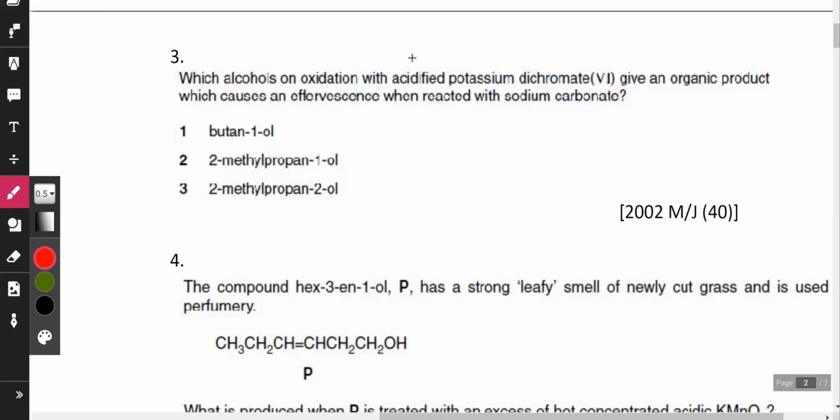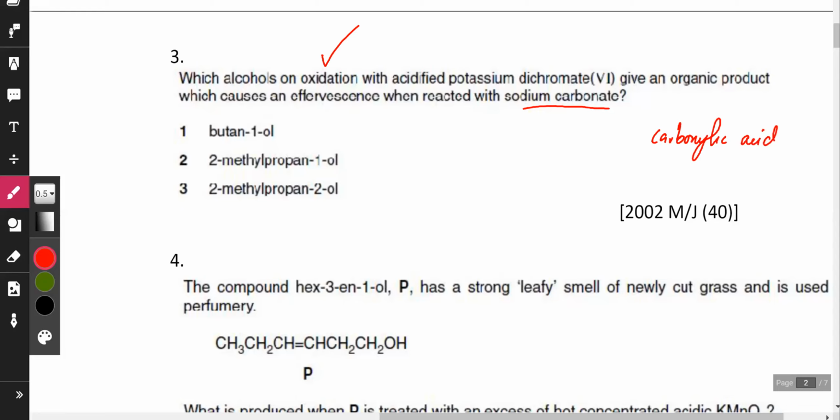As I said, let's try and do this one. Which alcohols on oxidation with acidified potassium dichromate(VI) give an organic product which causes an effervescence when reacted with sodium carbonate? So the product is reacting with sodium carbonate. What do you think the product is? I mean, there's oxidation that's happening. Carboxylic acid. So basically, you're looking out for a carboxylic acid, right?